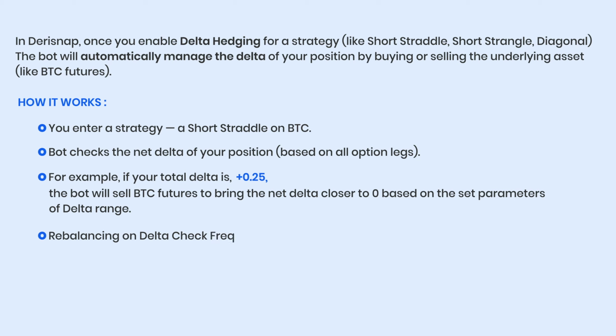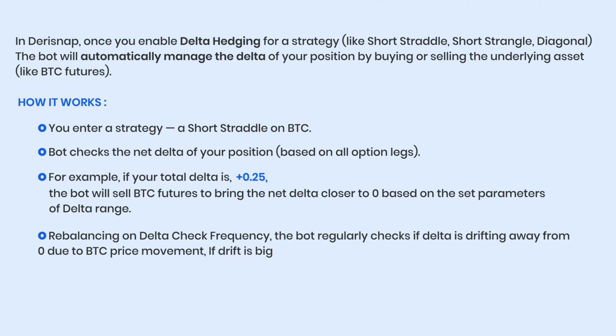Rebalancing on delta check frequency, the bot regularly checks if delta is drifting away from zero due to BTC price movement. If drift is big enough, the bot will adjust the hedge again, buy, sell more futures.